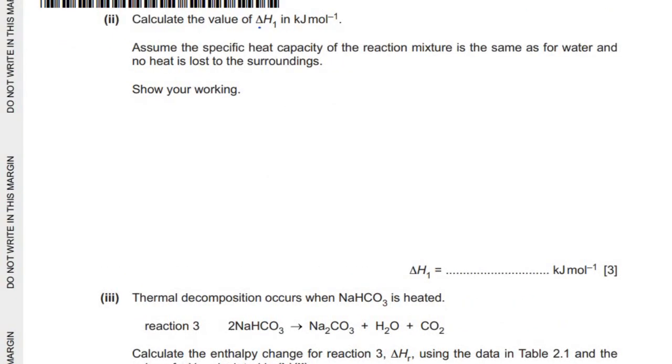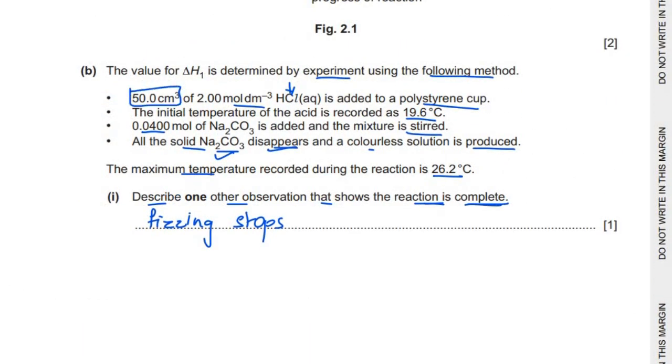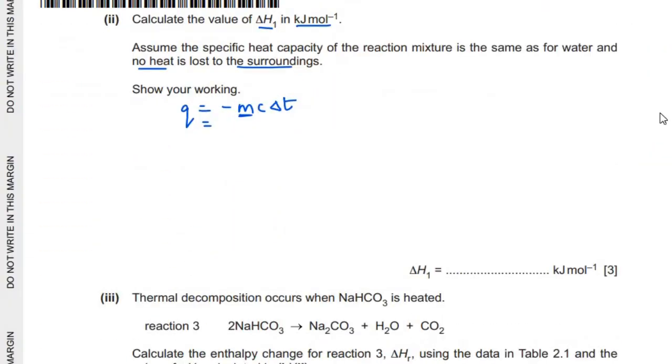Now calculate delta H1 in kilojoules per mole. Assume the specific heat capacity of the reaction mixture is the same as that of water, and no heat is lost to the surroundings. The formula is Q equals minus mc delta T. Here m is the mass of the solution, or the water we have used, and the amount of solution we have used is 50 cm3. 1 cm3 is equal to 1 gram in general, so the mass is going to be 50, and the specific heat capacity is 4.18.